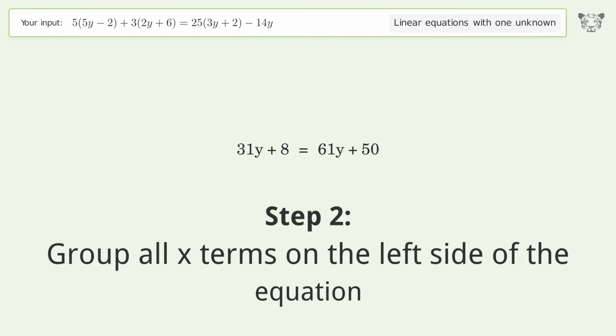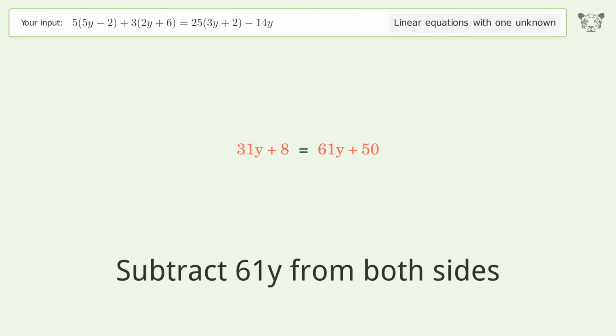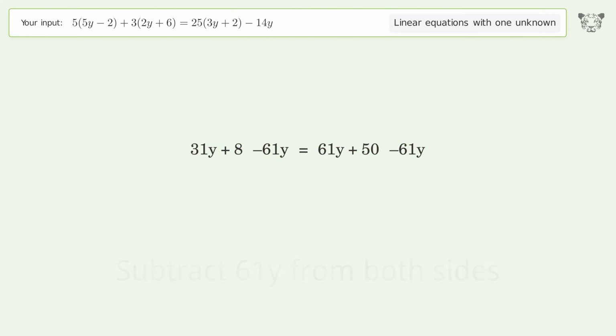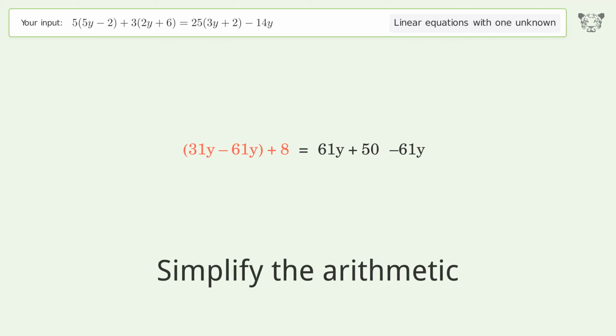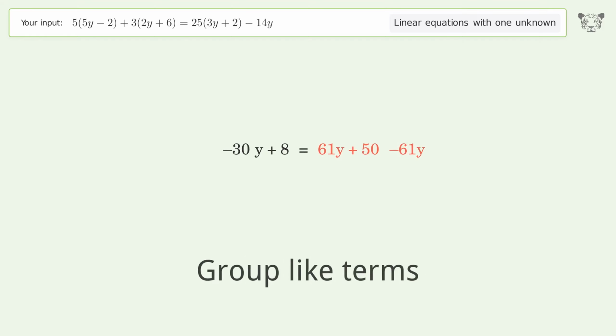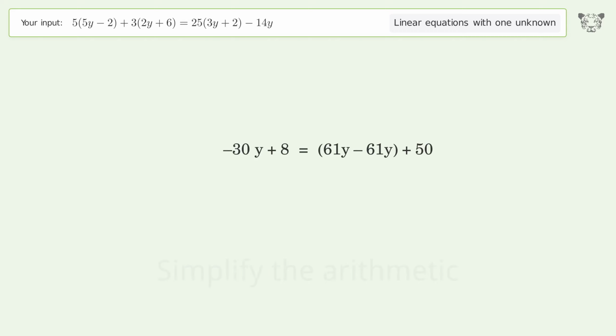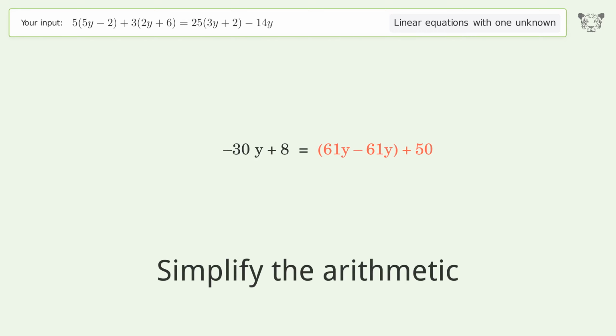Group all x terms on the left side of the equation. Subtract 61y from both sides. Group like terms. Simplify the arithmetic. Group like terms. Simplify the arithmetic.